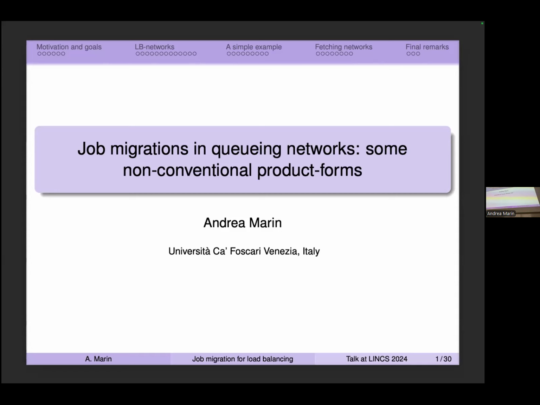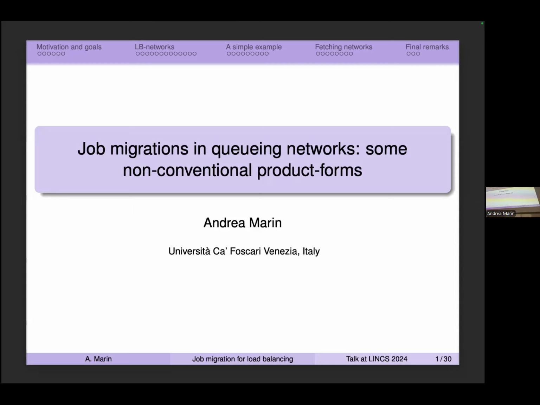So I'm very glad to introduce Professor Andrea Marin of the University Ca' Foscari in Venice. Andrea Marin has lots of activity in stochastic networks, queuing theory, scheduling, and is interested in various problems in conjunction with data centers and virtual computers offered to everybody on Earth. And so today he will describe recent work on job migration in queuing networks. Please.